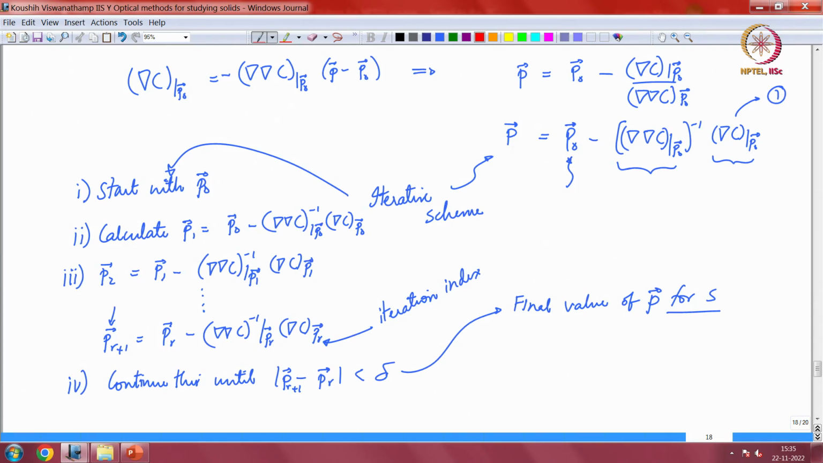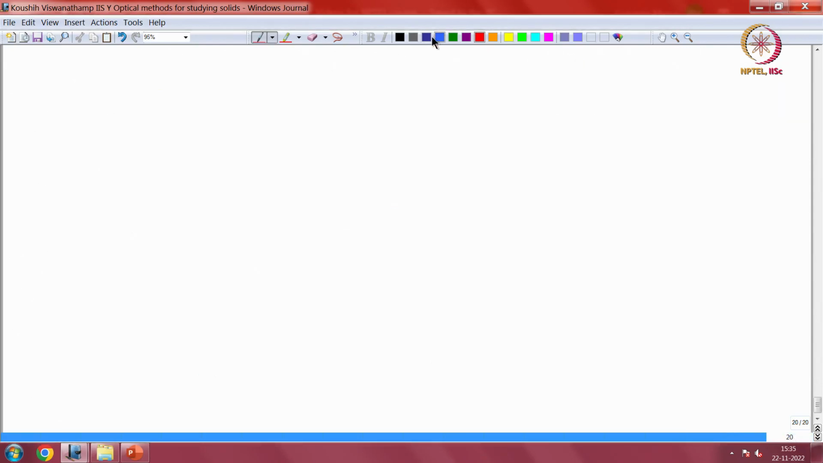So, this was the iterative scheme that we ended with, derived again simply by just taking the gradient of C and then evaluating that at every single iteration step and getting a better estimate for the final value of P. So, today we will talk about some practical implementations of this iterative scheme.